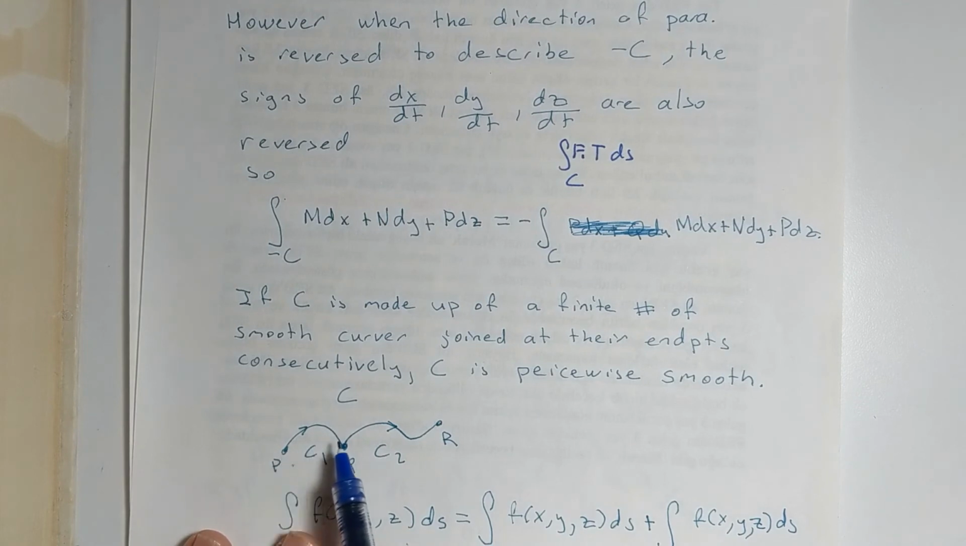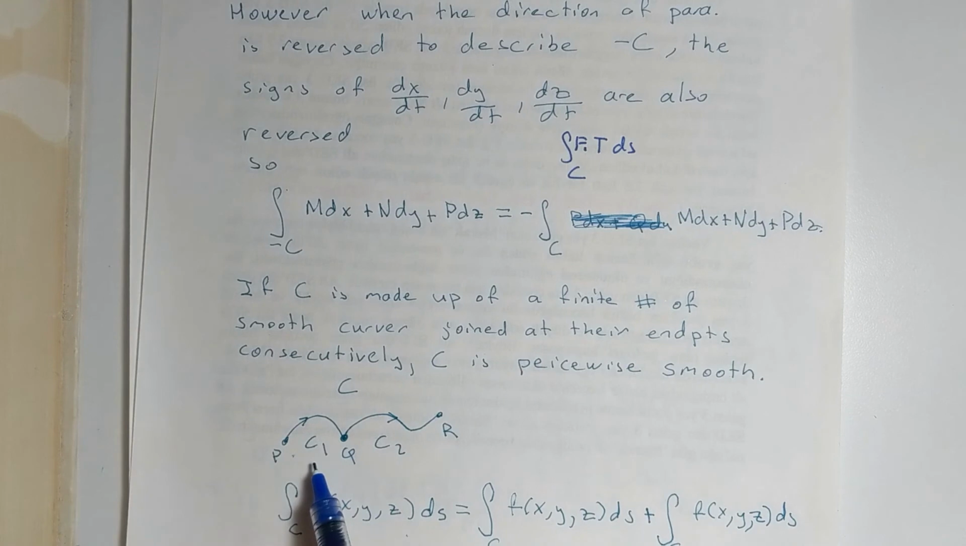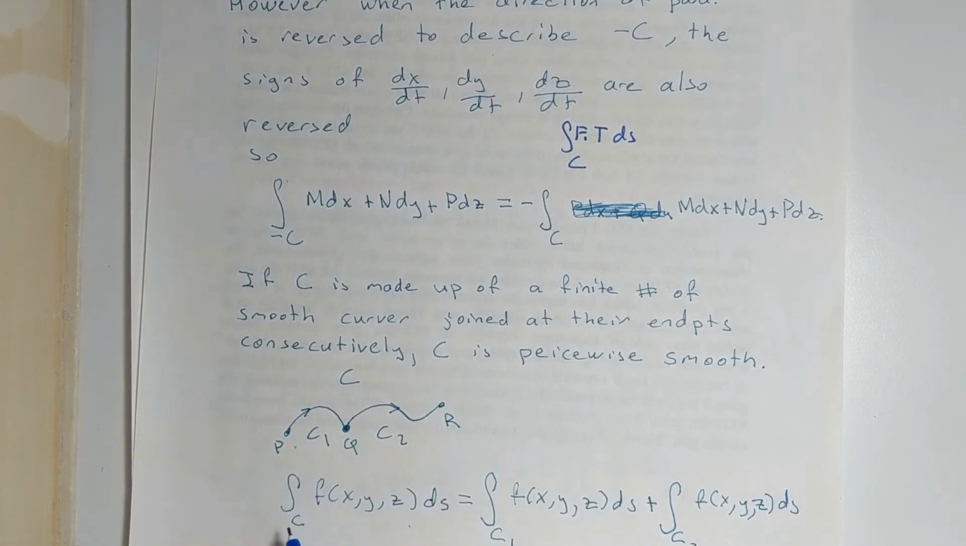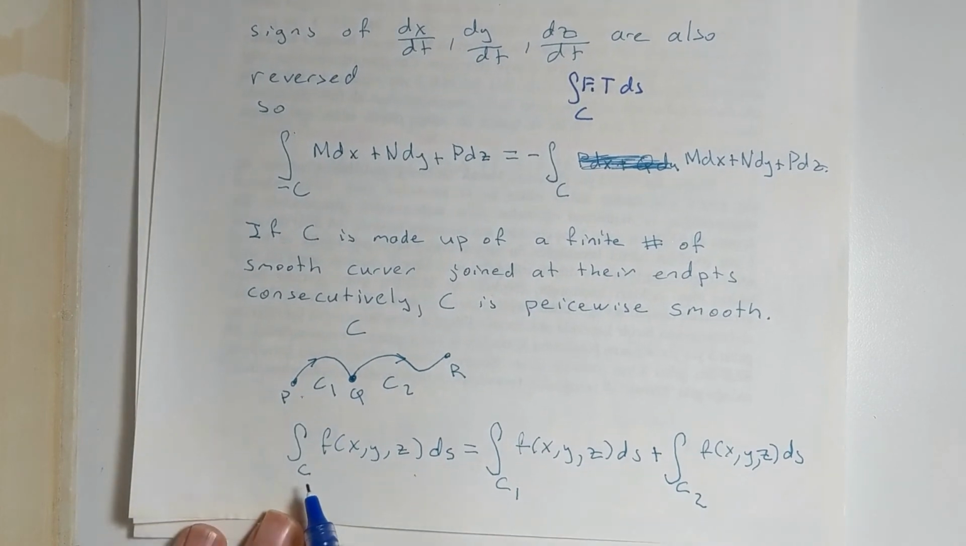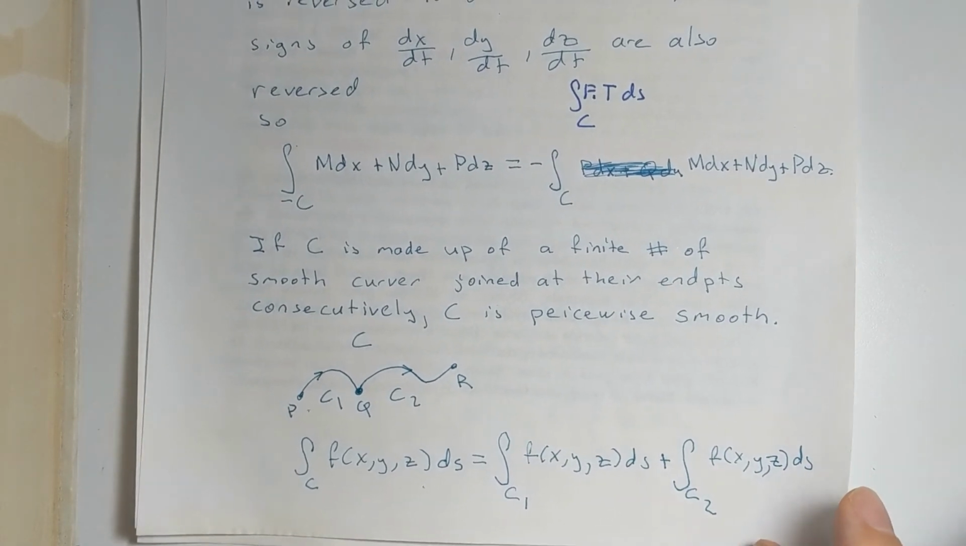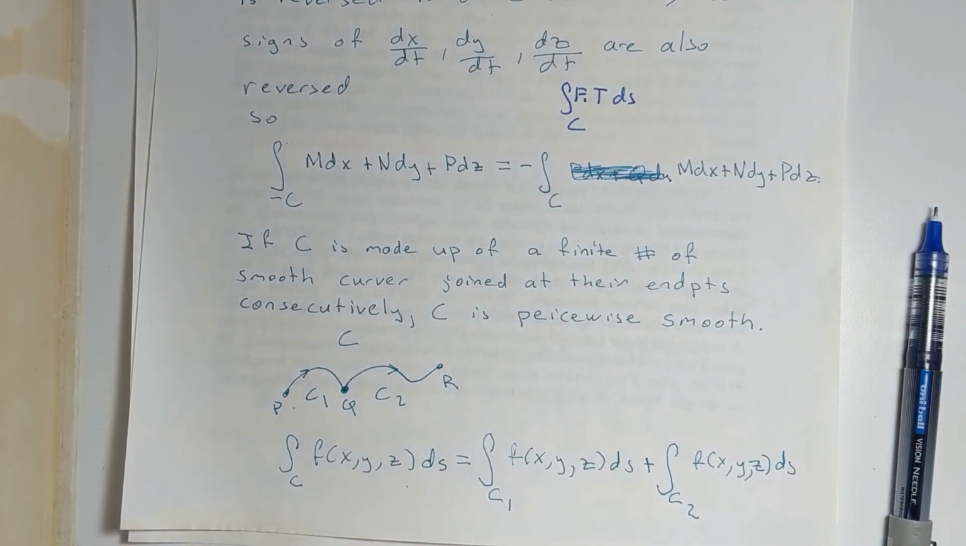Say you have a corner, something sharp going on, a point where it's not differentiable, but the curve is generally smooth everywhere else. What you can do is break this big curve C into two small curves, C1, which is smooth, and C2, which is smooth. So when you're calculating any sort of line integral, the integral over C is the integral over C1 plus the integral over C2. If you can break it up into pieces that are in themselves smooth, a curve is called piecewise smooth, and we can still integrate over those.